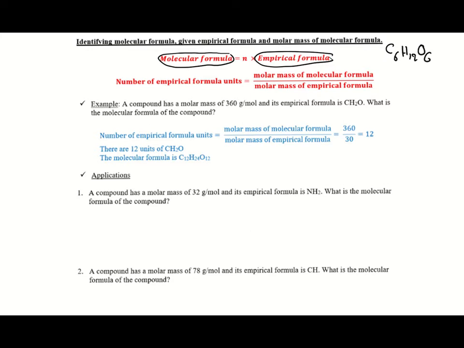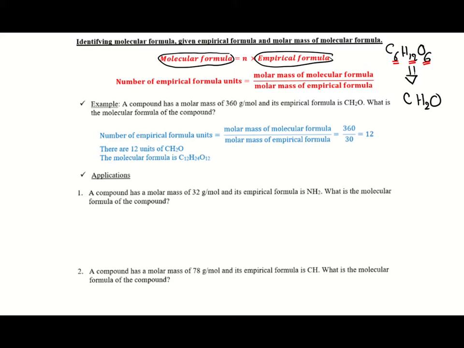So if you have a compound C6H12O6, this compound is made of 6 carbon atoms, 12 hydrogen atoms, and 6 oxygen. While the empirical formula of this compound is CH2O. How did we get this value? You will divide the subscript by a number until you get the smallest whole number ratio.